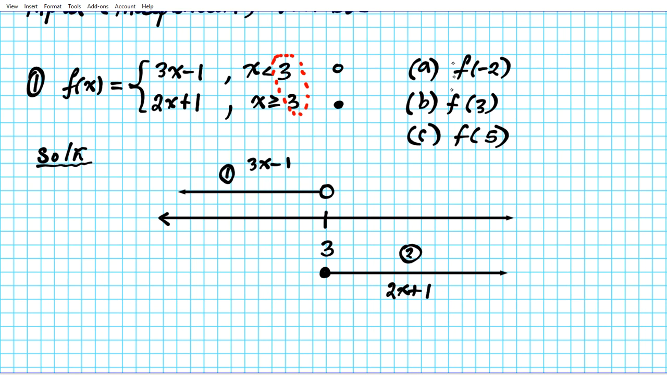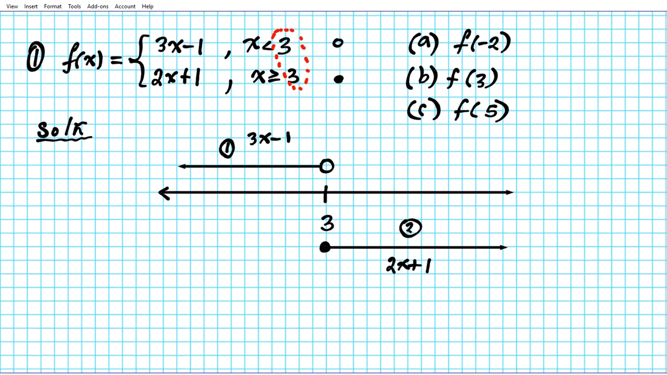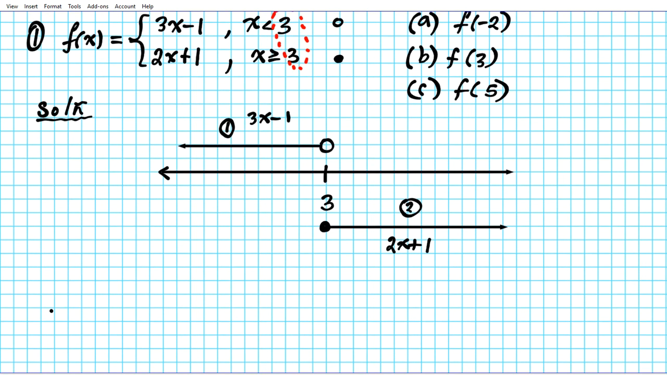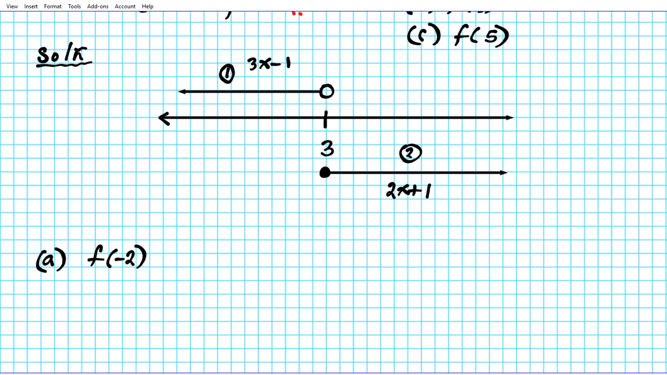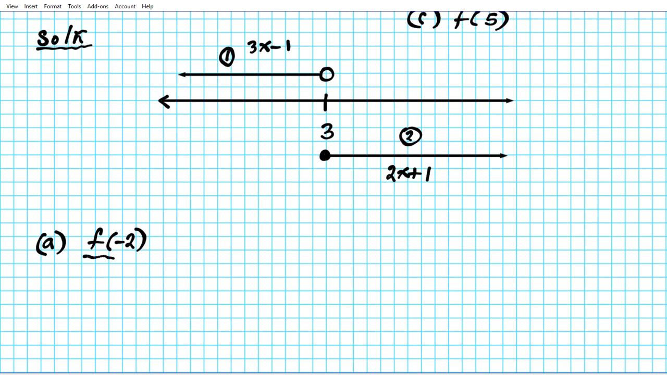These are the three functional values we want to evaluate. So let's start with the A part: f of negative 2. To evaluate the function at f of negative 2, we'll start by determining what interval we're in. Negative 2 is somewhere here, which means it's in interval 1.